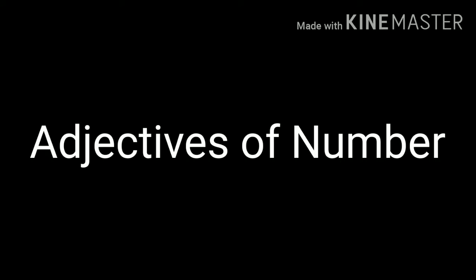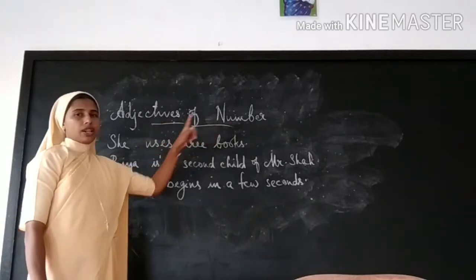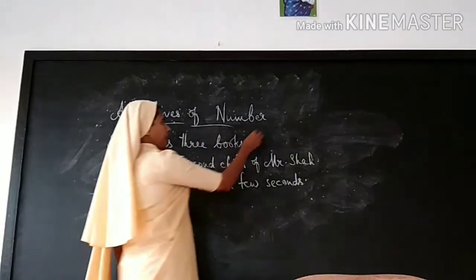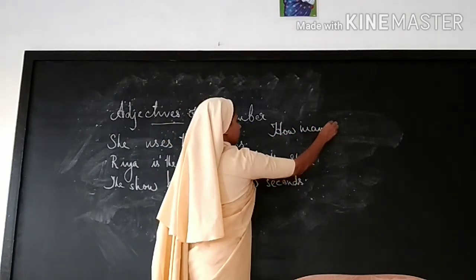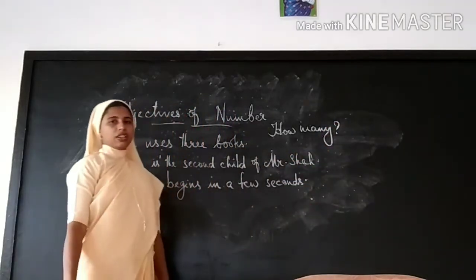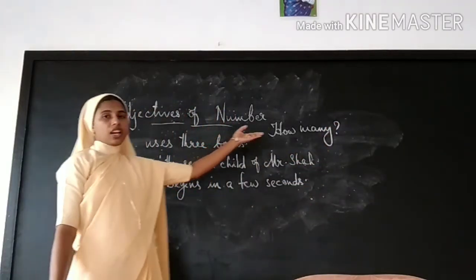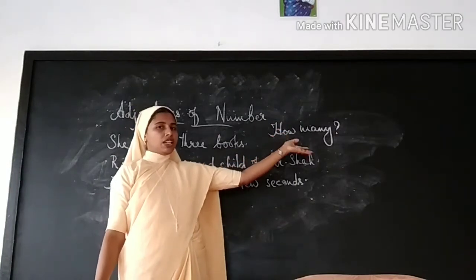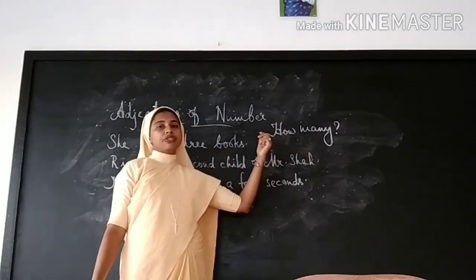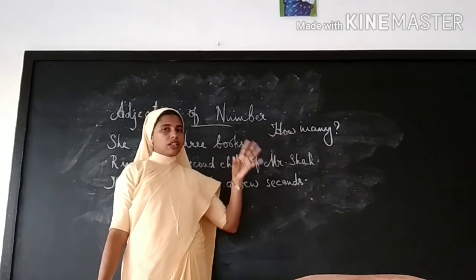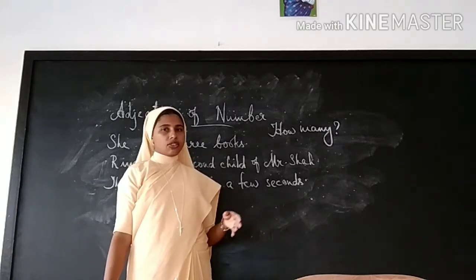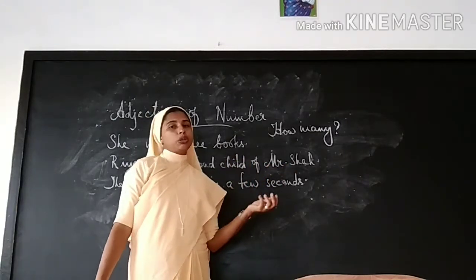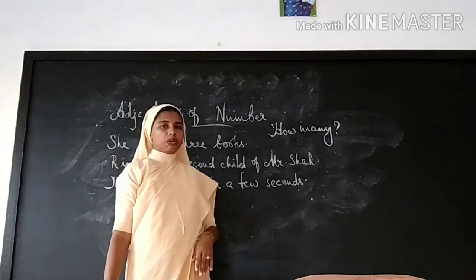The next type of adjectives are adjectives of number. Adjectives of number answer the question, how many? Since it answers the question how many, it will be placed in front of countable nouns like ball, girl, chalk, book, etc. Already you have learned what countable nouns are.